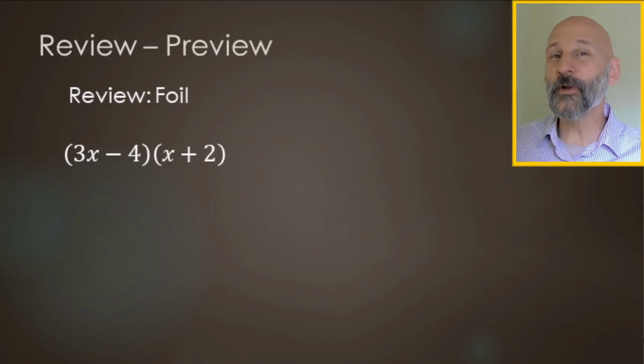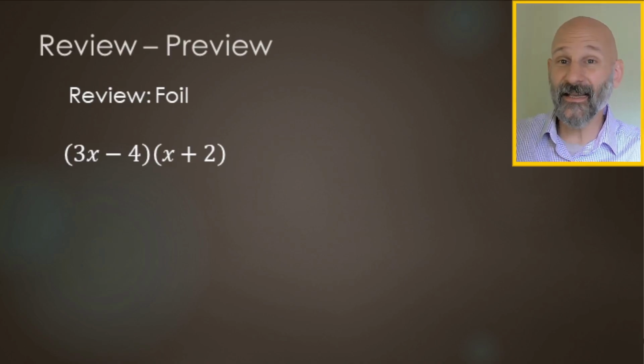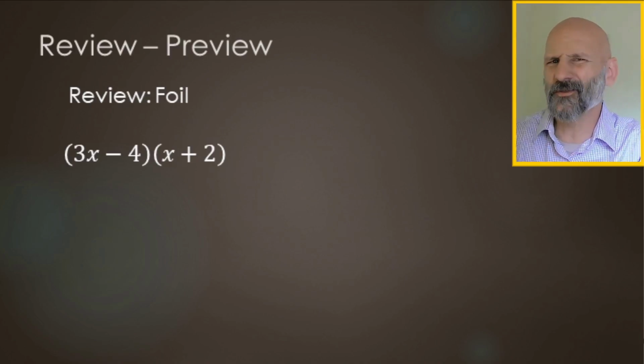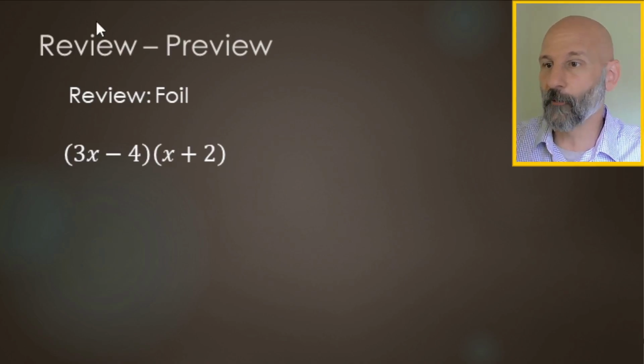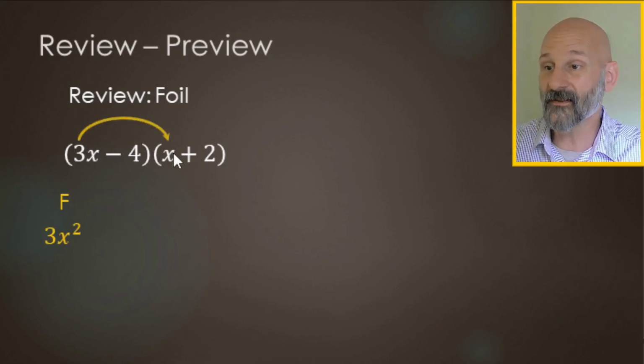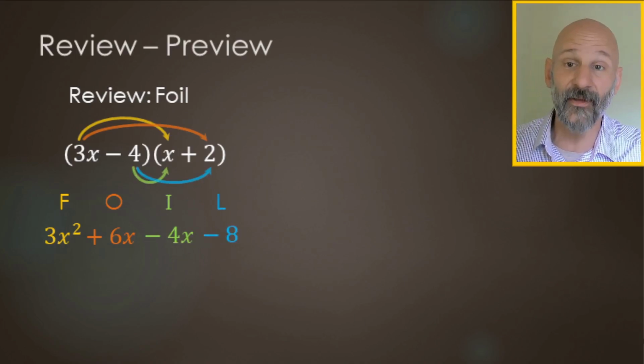So now we're going to review foiling or multiplying binomials, because factoring is foiling but backwards. So sometimes I'll actually refer to it as unfoiling, okay? So for FOIL or multiplying binomials, we've got to multiply the 3x to both of these and multiply the -4 to both of these here. So here we go. For the firsts, 3x times x, 3x squared. 3x times 2, 6x. -4 times x for the inners, -4x, and -4 times 2 makes a -8.